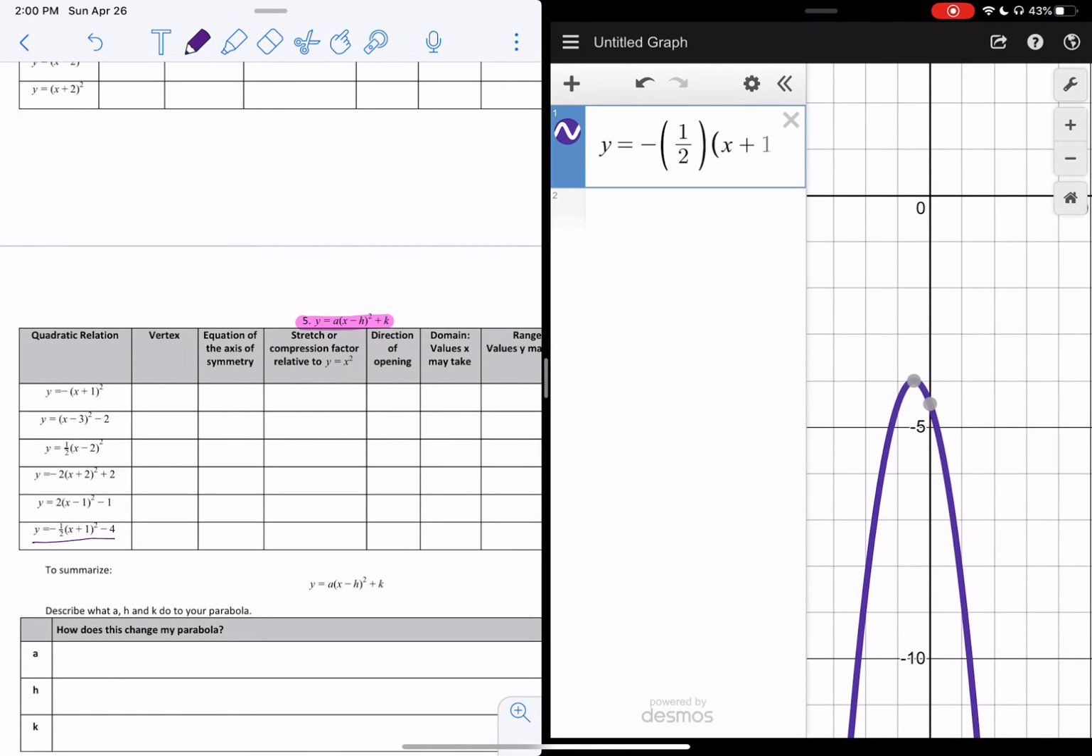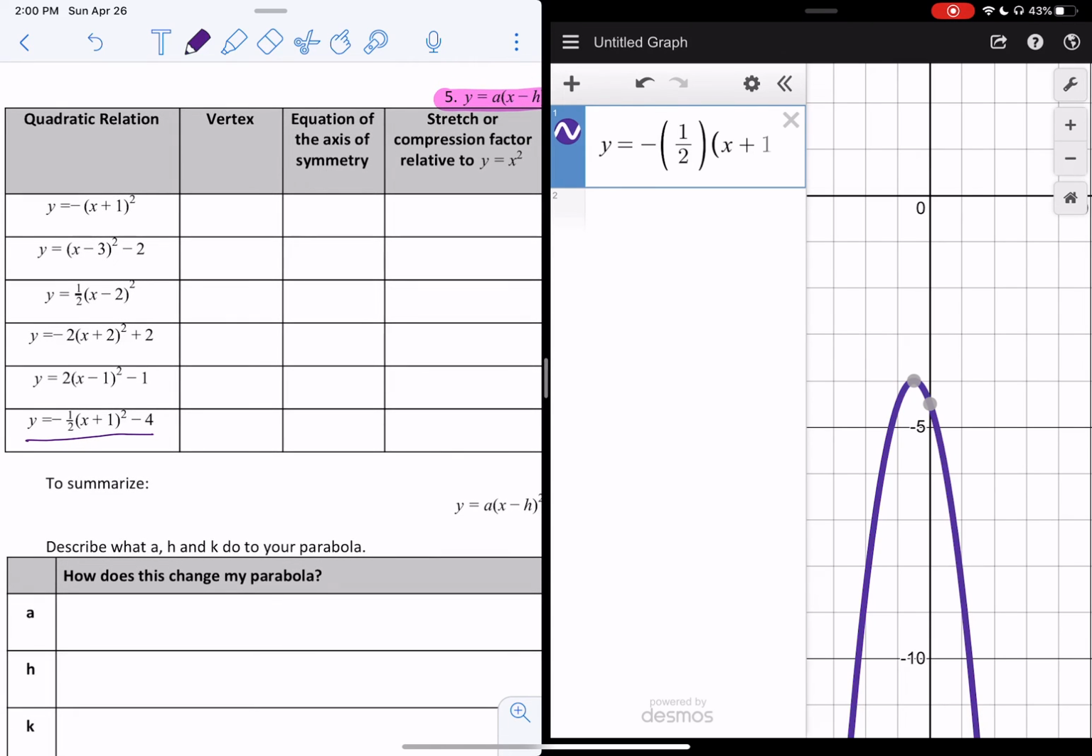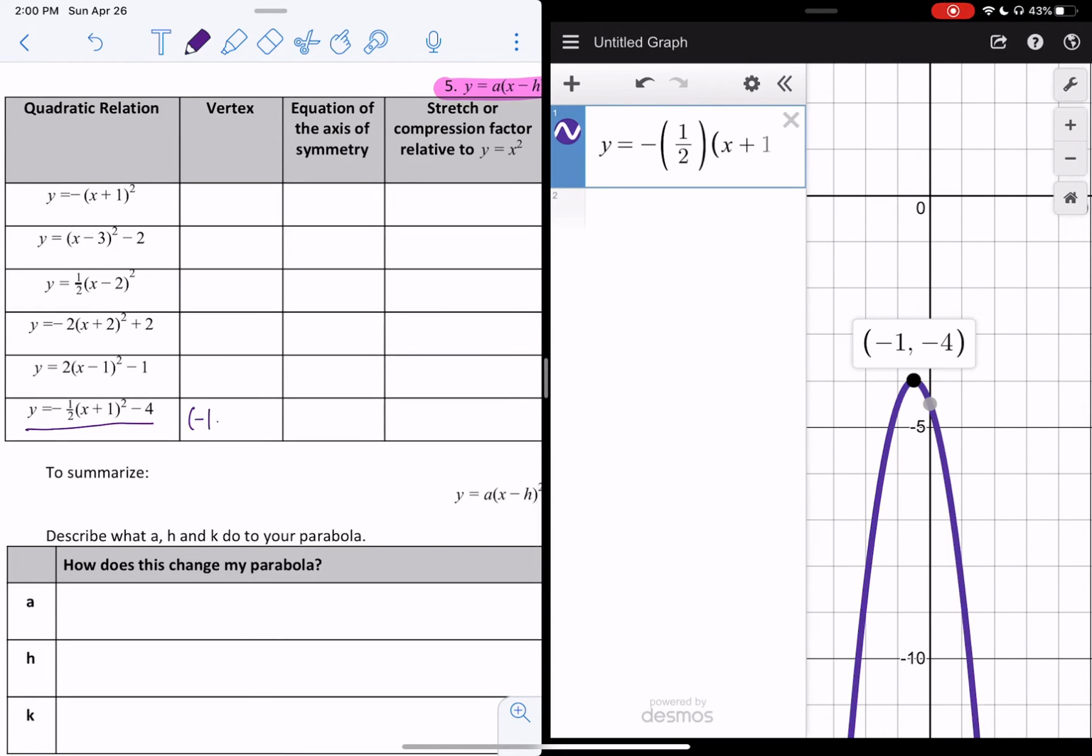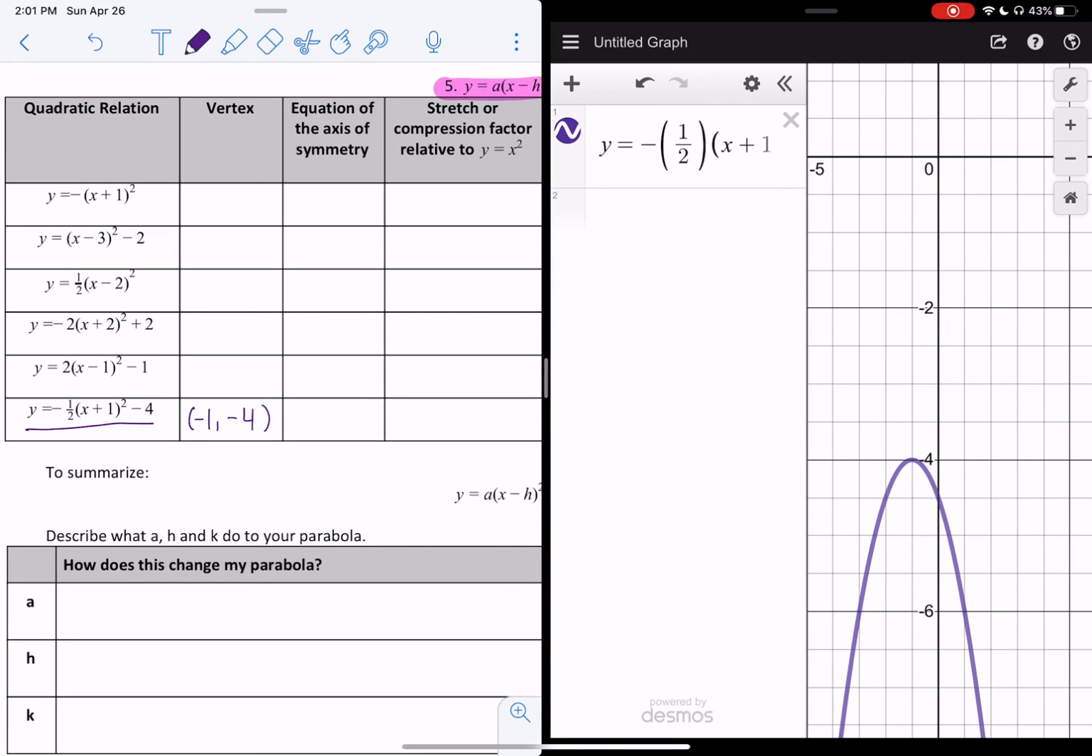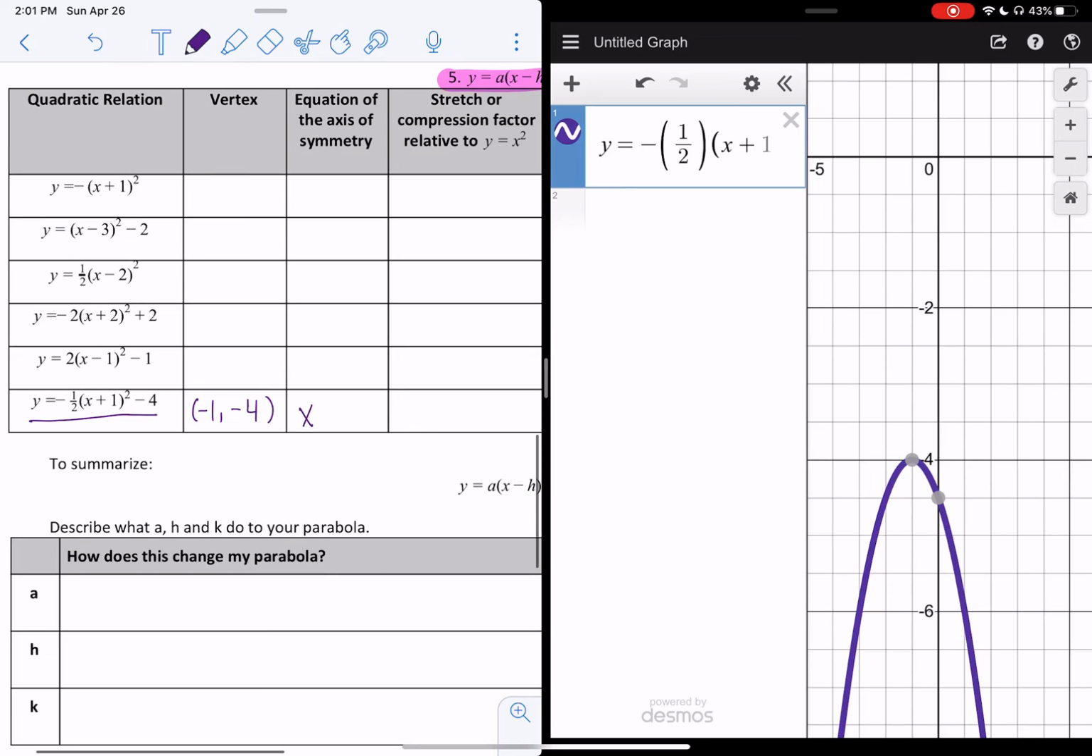So again, we'll start by identifying our vertex. If I click my vertex, I will have (-1, -4). My axis of symmetry is where this is split right down the middle. So if I look here, it is split along that one line, so x is equal to -1.